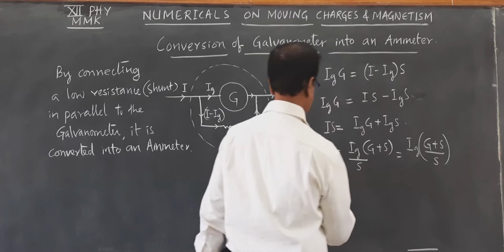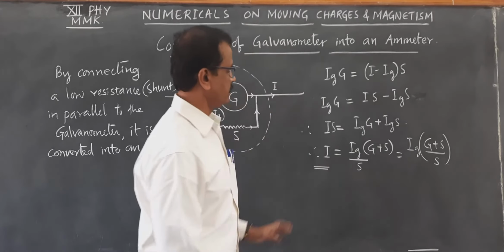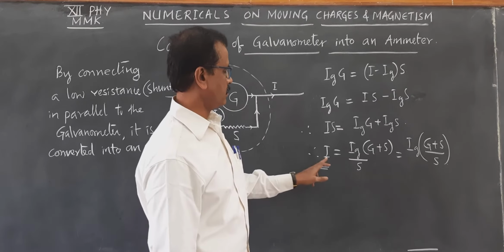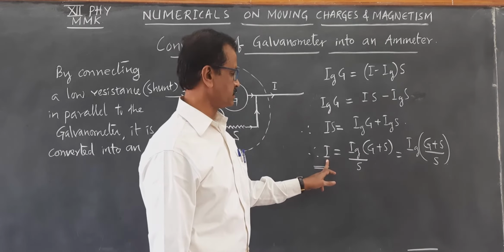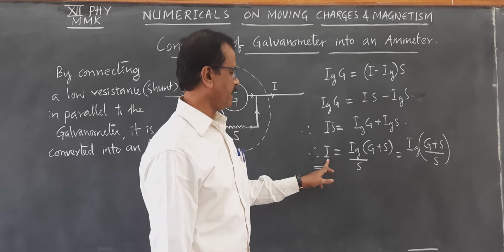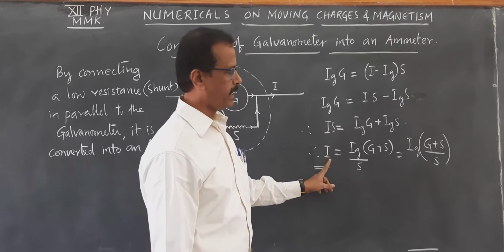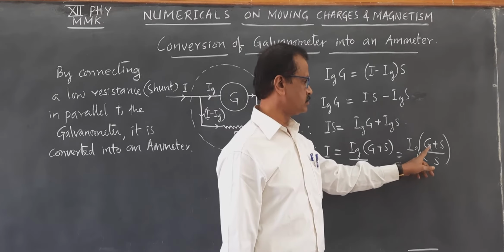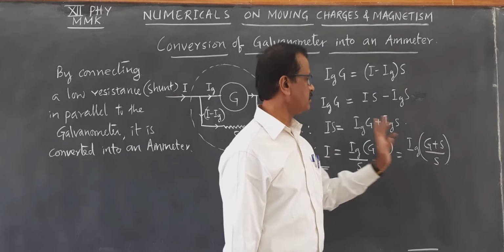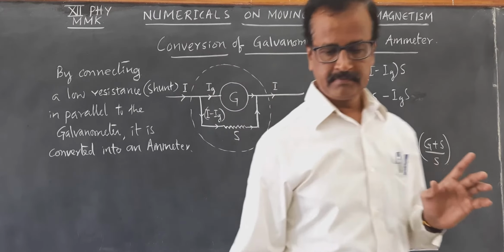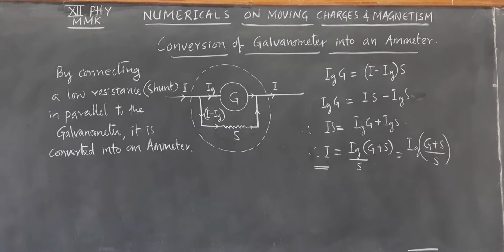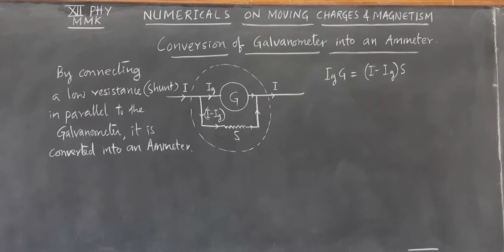So that's how a galvanometer can be converted into an ammeter which can show full scale deflection to a maximum current I by connecting a low resistance in parallel, so that total current I becomes equal to Ig into G plus S upon S. Let us see the numerical problem. This is the main equation, the guiding equation.